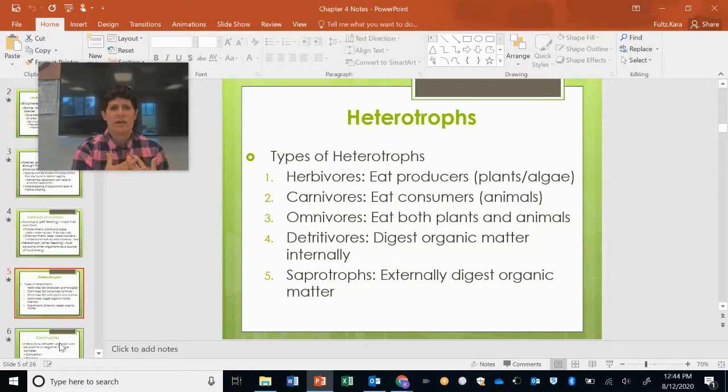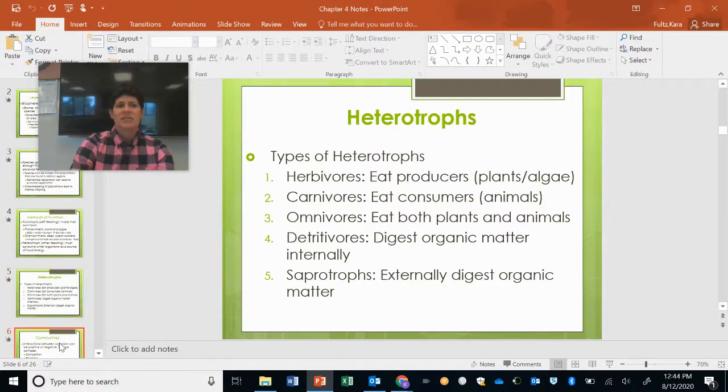Okay. Heterotrophs go into different groups, most of them ending in "vore", like herbivore, carnivore, omnivore. These should be words that are relatively familiar to you. You should remember them from Bio 1. What's different is we have this thing called a saprotroph, which we might have called a decomposer in Biology 1. That just means they release enzymes that digest materials, and then they suck them up. So they digest outside of their body, whereas the detritivore is going to eat dead matter and digest it internally. That's going to be more like a vulture or something like that.